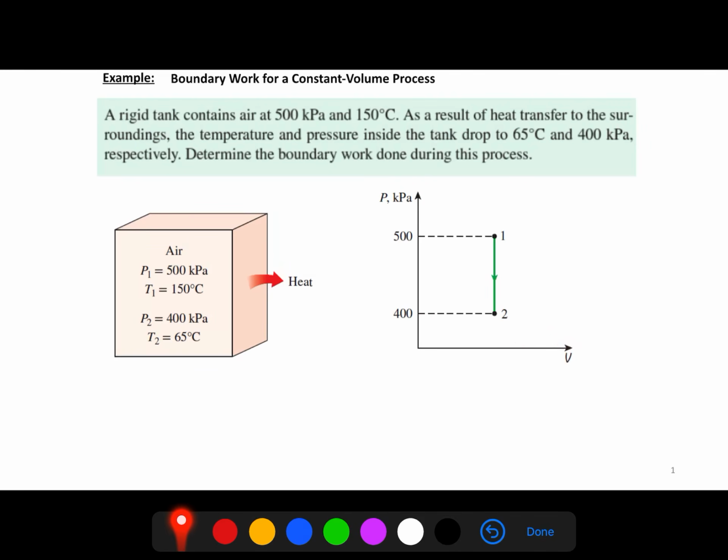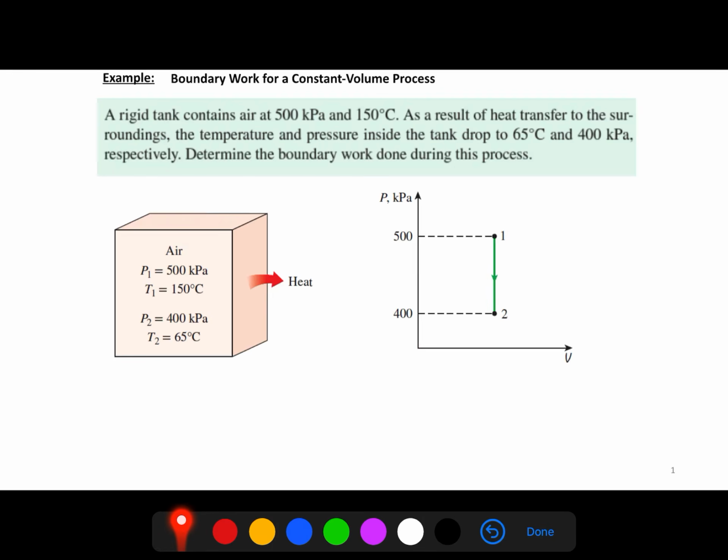This is state 1, this is state 2, or you can say stage 1, stage 2. Initially the pressure P1 was 500, that is the first or initial step, and then the pressure drops to 400, that's stage 2. Temperature is changing here, 150 to 65, but this is a PV diagram.